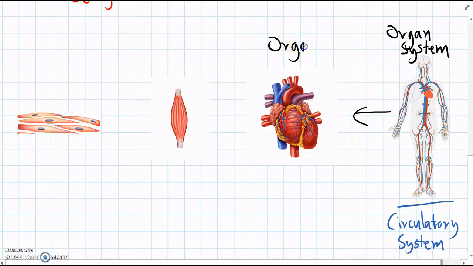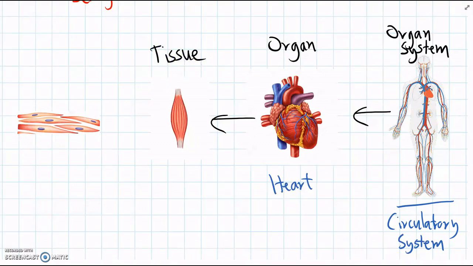So the next level down is an organ, and here's the heart as an example of one organ in the circulatory system. Below organs, they're all made up of different tissues, or different types of tissue. So here is a picture of some muscle tissue, and the muscle, if we look over at the heart, there's heart muscle, as well as other types of tissue that make up that organ.